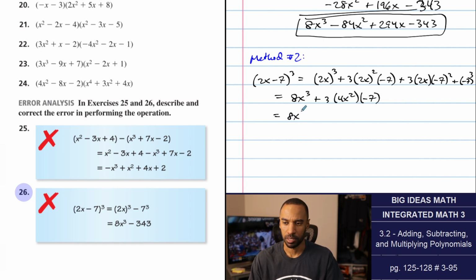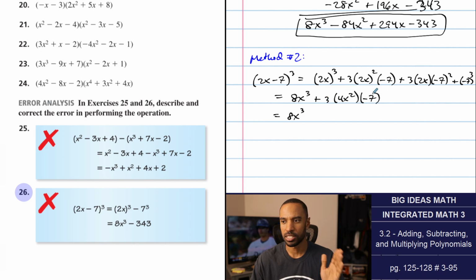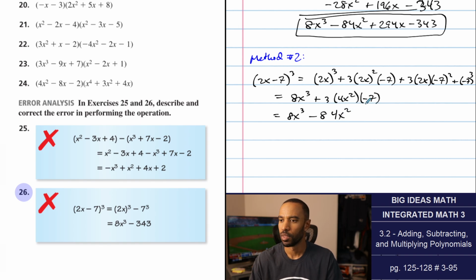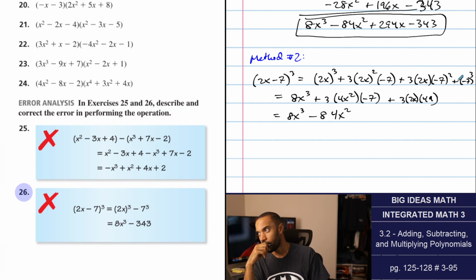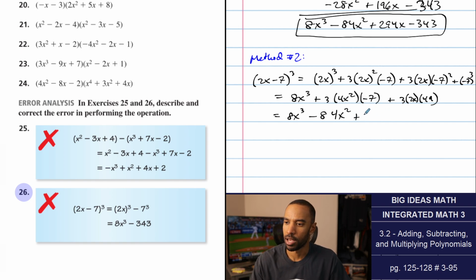Let me start writing that stuff below. 3 times 7 is 21 times 4 is 84. So this is minus 84x squared. And then plus 3 times 2x times 49. 2 times 49 is 98. 98 times 3 is 294. So that's plus 294x. Okay, good. I got the right number.